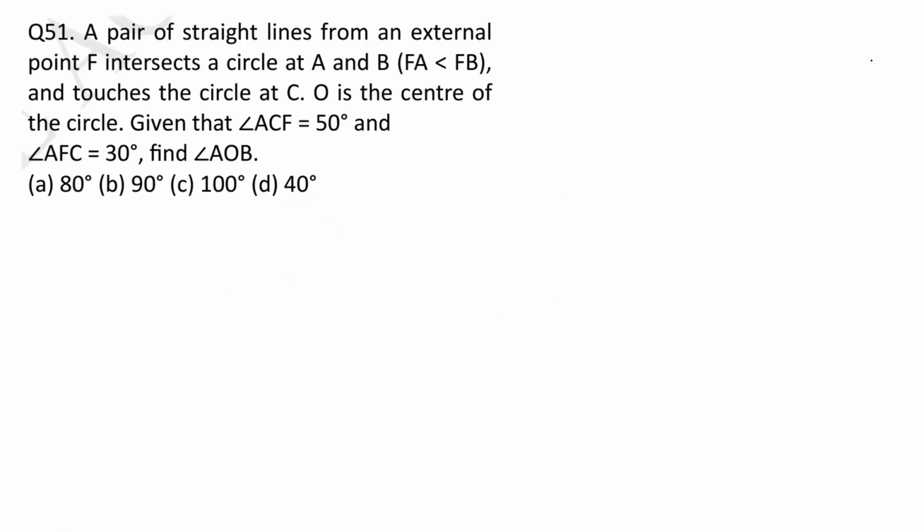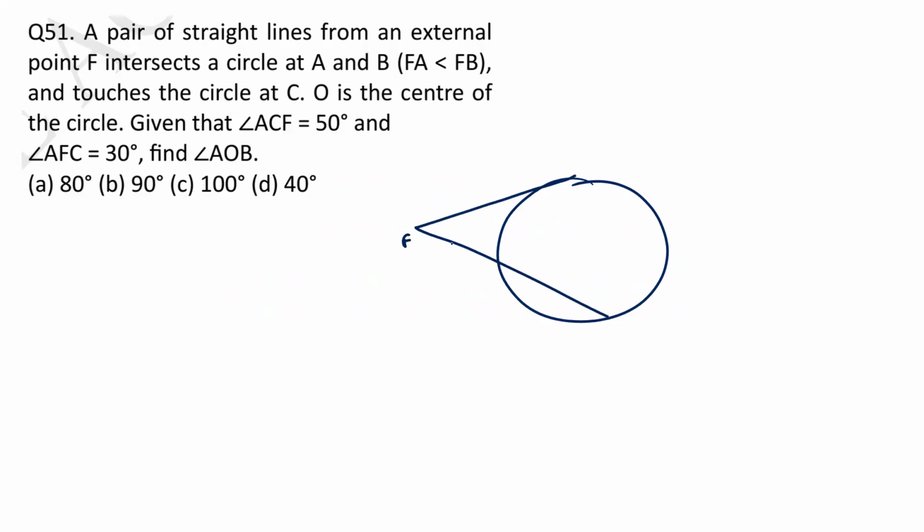Let's start with question number 51. A pair of straight lines from an external point F intersect the circle at A and B. FA is less than FB and touches the circle at C. Who is the center of the circle? Till now we'll draw the figure. It touches at C, intersects at A and B, and A is nearest, B is the farthest. It is C, and this one is O.